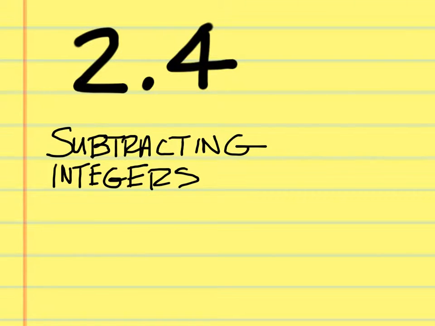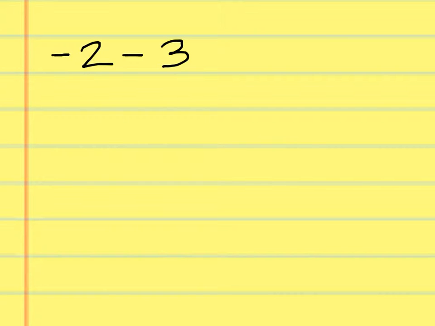Subtracting integers is the first thing we're going to look at. -2 minus 3. You can do this the same way as adding integers, even though it is subtracting. You can do that by changing the problem. Instead of -2 minus 3, this is the same thing as -2 plus a -3. Notice that we get rid of the minus sign and trade it with plus a negative. That's the same thing as minus.